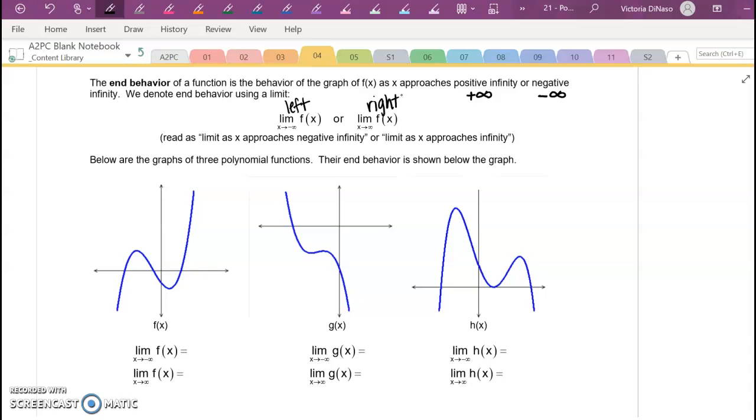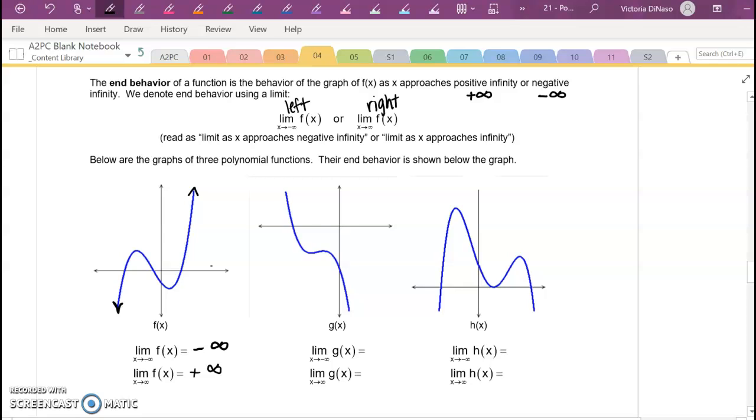In this first problem, we have f of x, and we have the limit of f of x as x approaches negative infinity, which is going to be the left side of my graph. On the left side of my graph, I could put a downward arrow right there. Since I have a downward arrow, we would say negative infinity. We have the limit of f of x as x approaches positive infinity. As x continues this way, what happens to the graph? All the x values will keep going towards positive infinity.